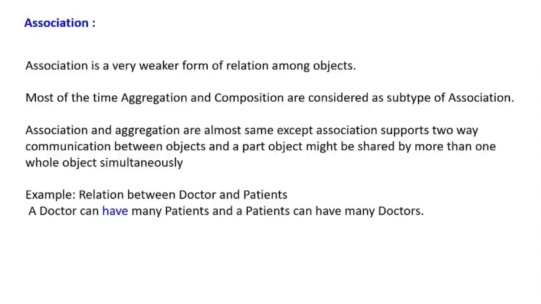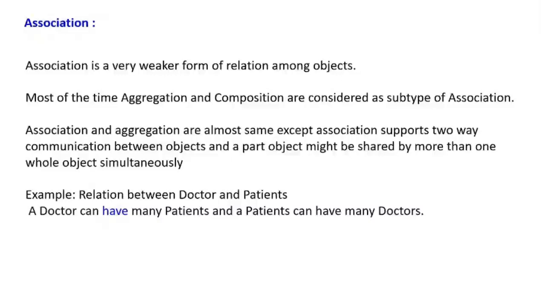Next, we will see another object relationship called association. We are not focused much on association because this is a very weak form of relation among objects. Most of the time, aggregation and composition are considered a subtype of association instead of treating association as an independent relationship. But I do use association as a separate type in this case because in certain respects it is different from aggregation and composition.